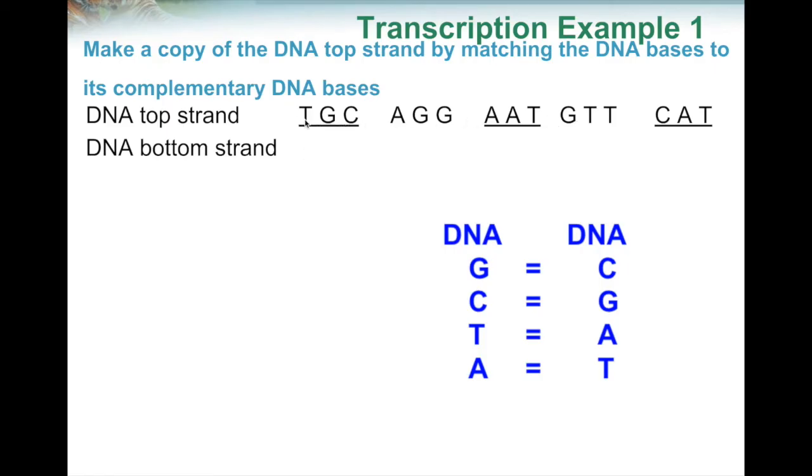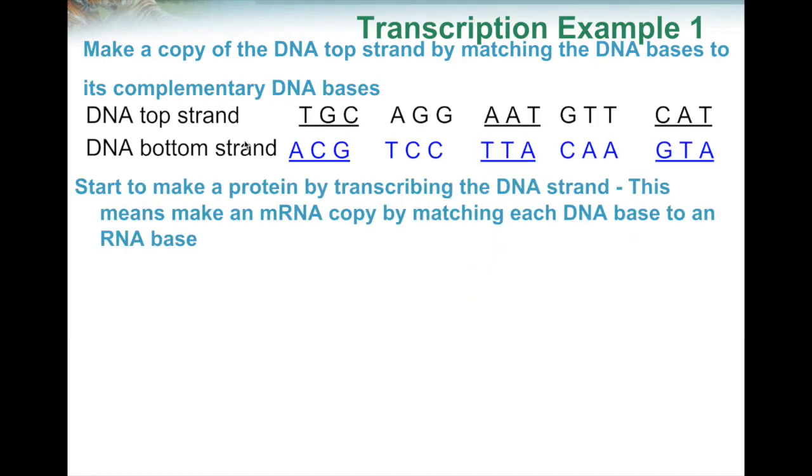So the first nitrogen base in this first codon, T, matches with A. Then G matches with C, and then C matches with G. So the complementary or matching DNA bases would be ACG. The next one, A matches with T, G matches with C. So the next codon would be TCC. And this is what the rest of the DNA would look like.